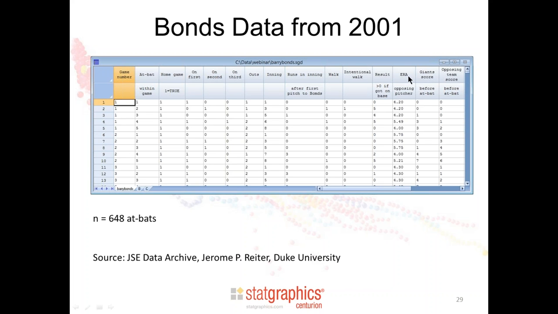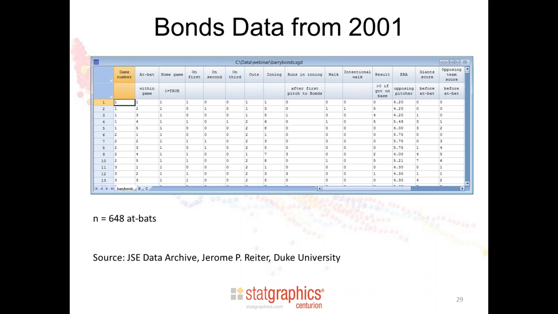We also have a few quantitative factors. We have ERA, the earned run average of the opposing pitcher. Suffice it to say that the lower the ERA, the better the pitcher's been doing. And then we know what the score was for the Giants and the opposing team every time Barry came to bat.